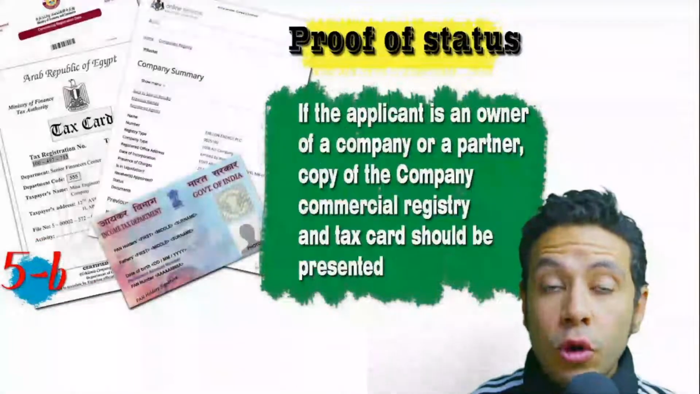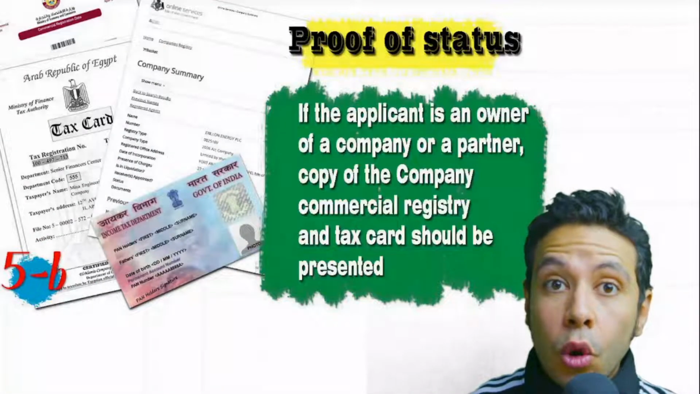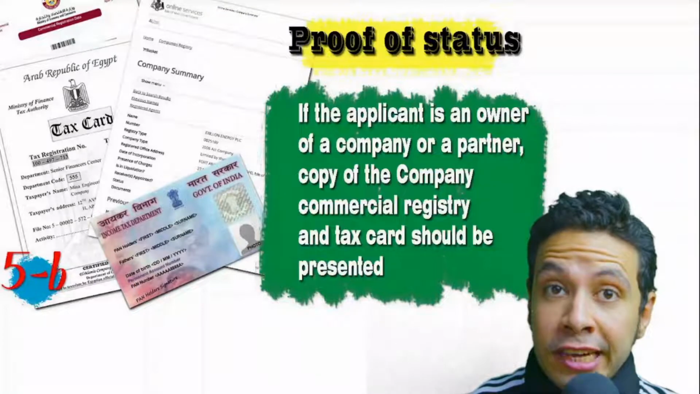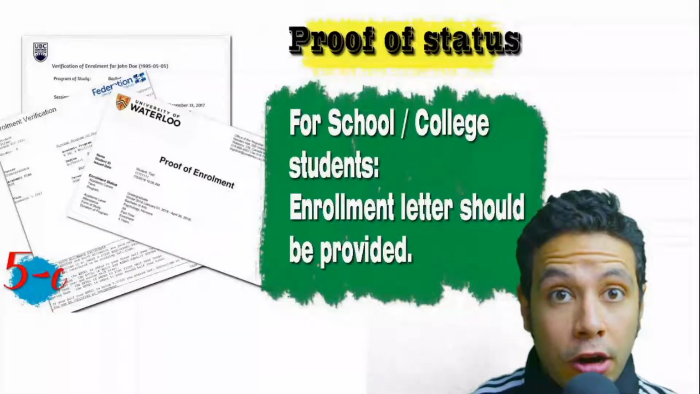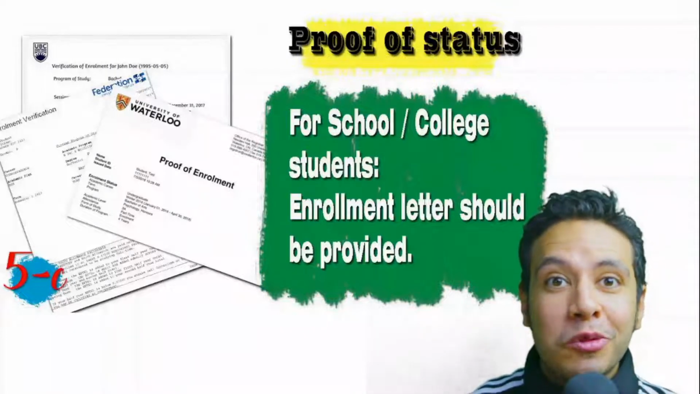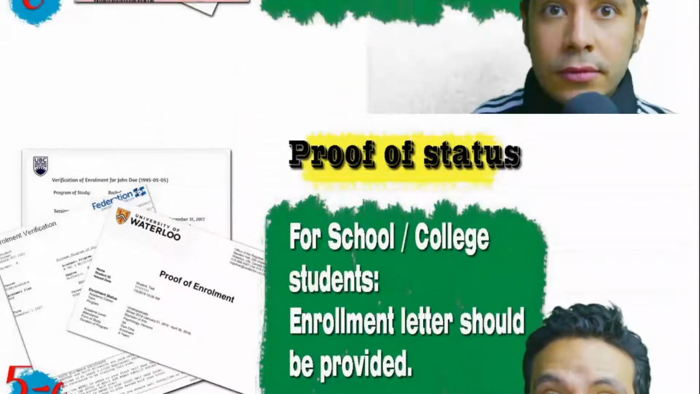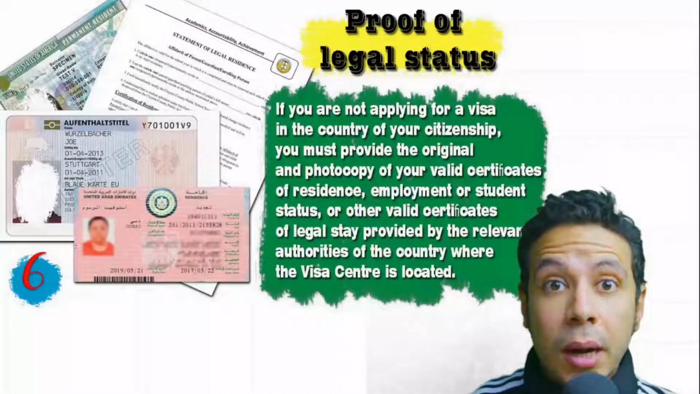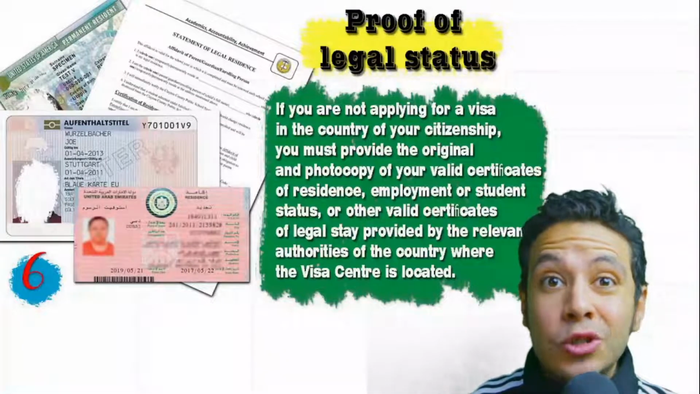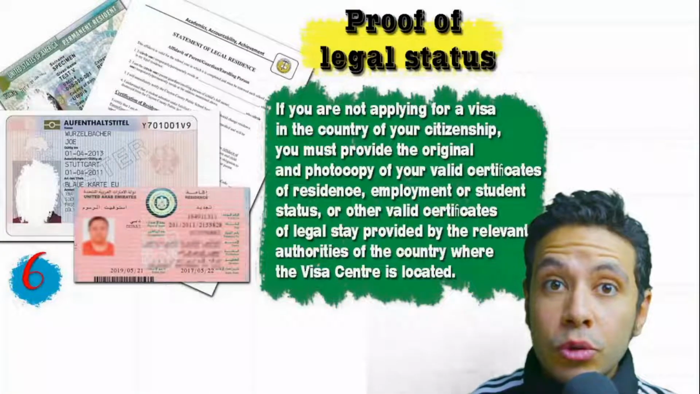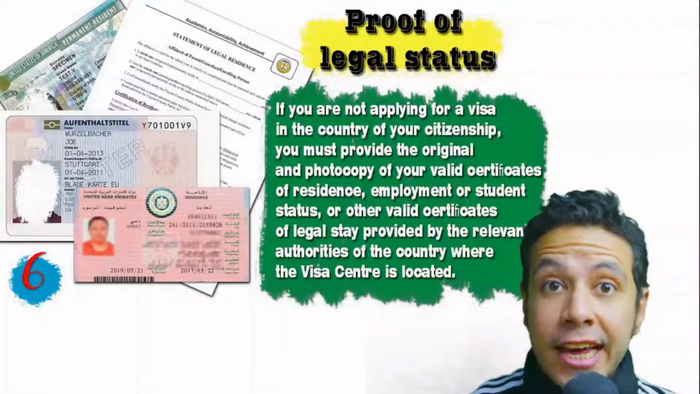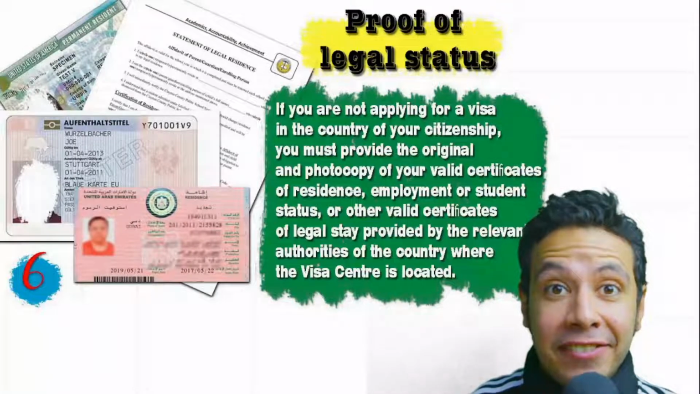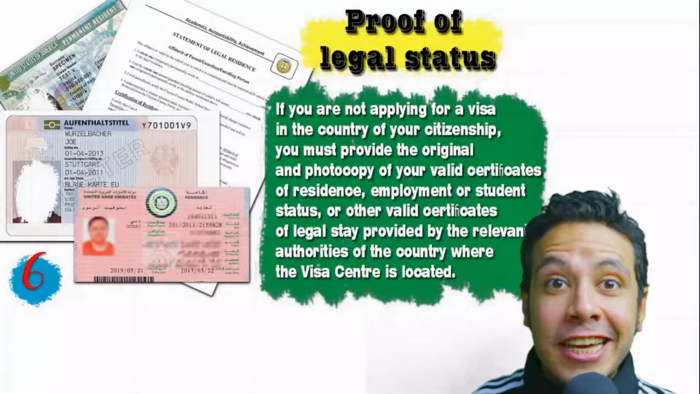But in case you are the owner of the company or you run your own business, then your commercial registry and your tax card must be presented. But if you are a student in a school or a college, an enrollment letter should be provided from your university or your school. In some certain cases, you might be applying from a country different than your own country. At that moment, you will need to provide a proof of a legal status, which is a certificate of legal residence in this country. And in some cases, a valid residence visa for this country can also be accepted.